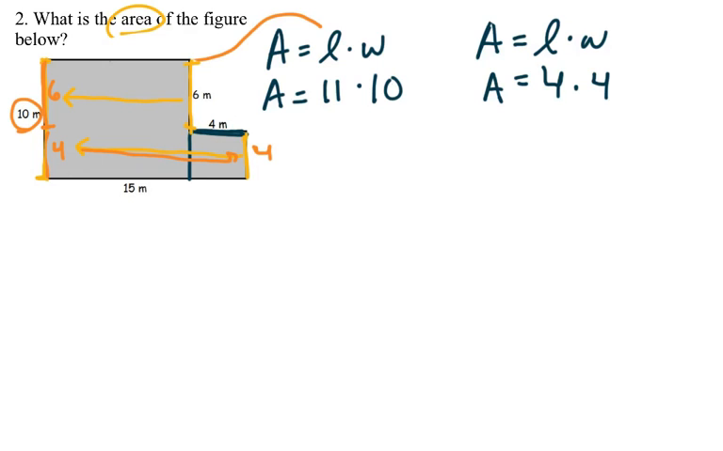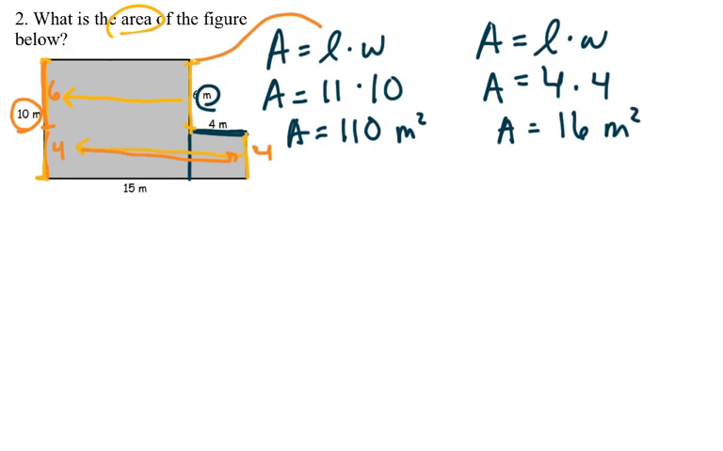So now that we've figured out our dimensions, let's go ahead and solve. This one, A equals 10 times 11, that would be 110. And our units are meters. Since we're talking about area, it's going to be square meters. Over here I have area equals 4 times 4, that's 16. Again, my units are square meters.